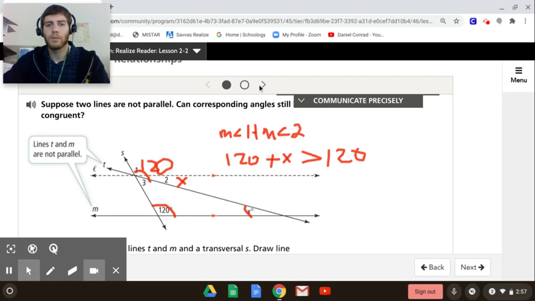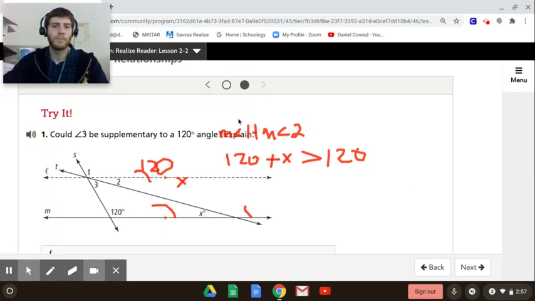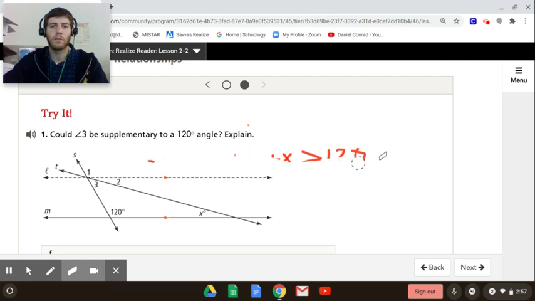All right, if we look at your try it, we would have to erase everything on here. They're saying could angle 3 be supplementary to 120 degrees? Let's see if we can erase everything first.